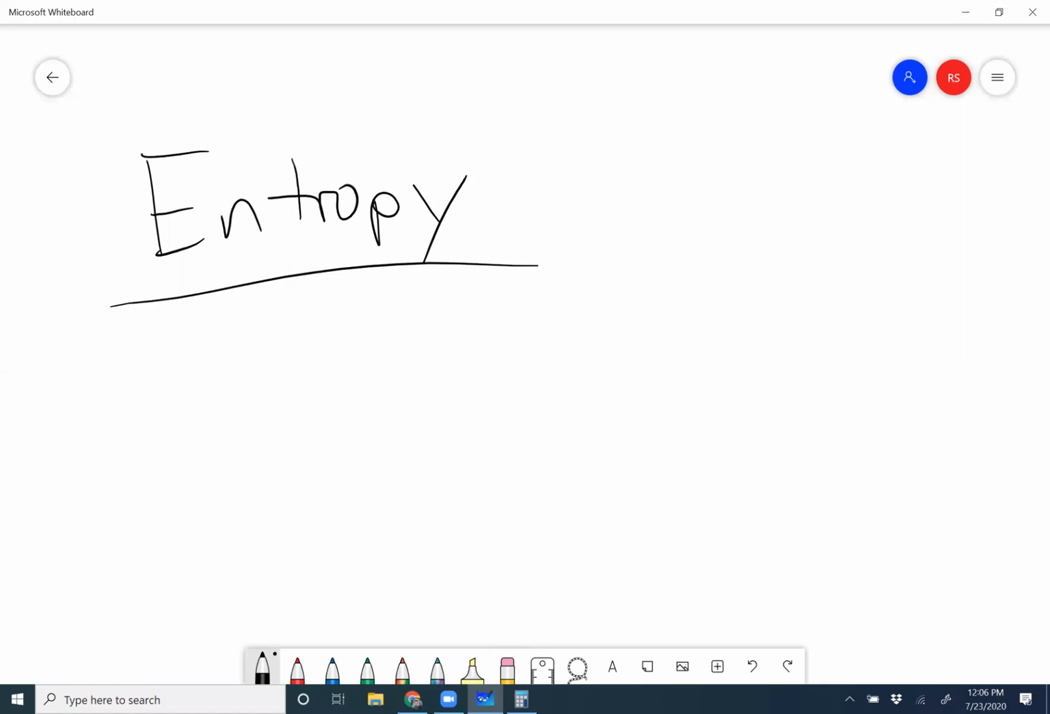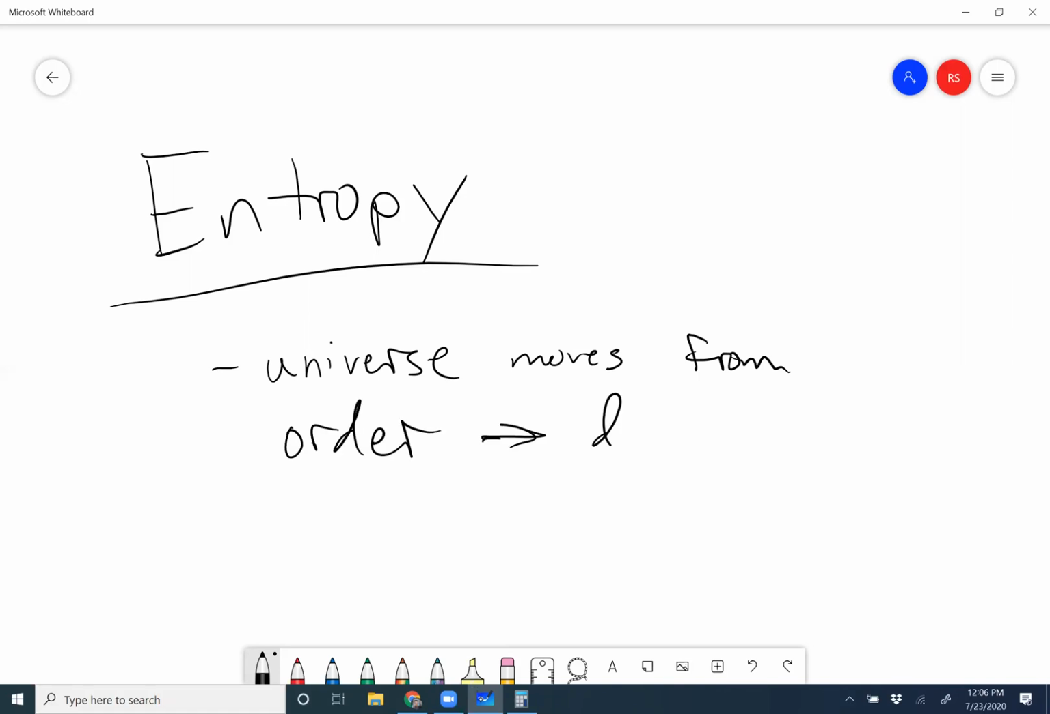When we are talking about spontaneous, we're also talking about something called entropy, which is extremely important for physics. And entropy is simply this: the universe moves from order to disorder. What do I mean by that?